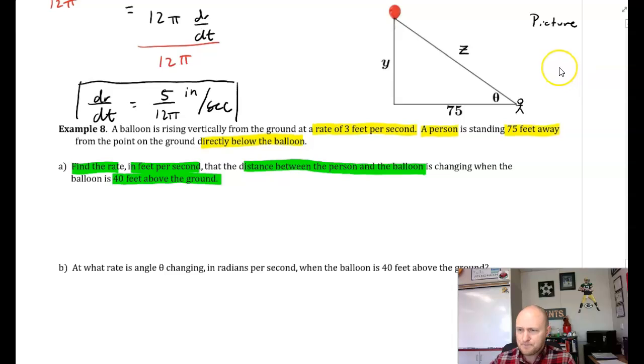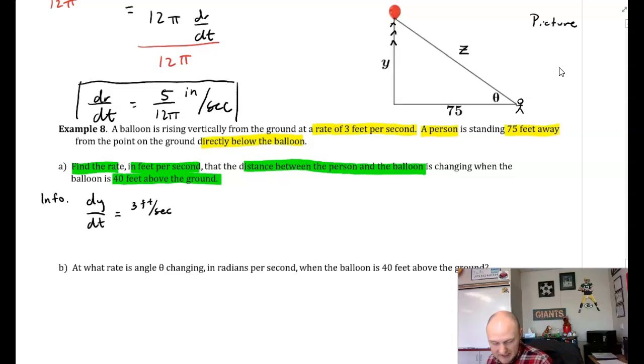So there's my picture. What information do they give us? I stands for information. They tell us that the balloon is rising vertically, this balloon is going up, so the rate that Y is changing is equal to 3 feet per second. So there's dy/dt. I know that the distance between the person and the point below the balloon is 75 feet. They say find the rate that the distance between the person and the balloon is changing, so we need to find dz/dt.